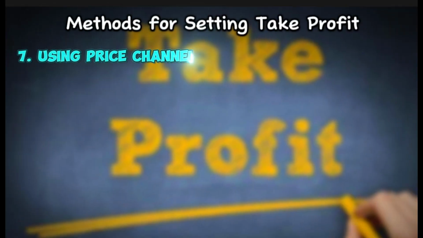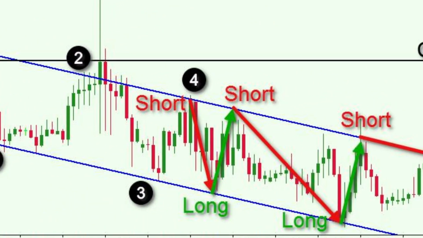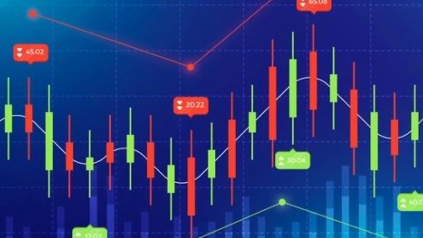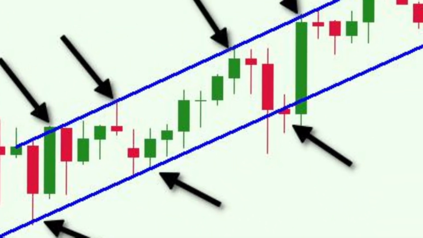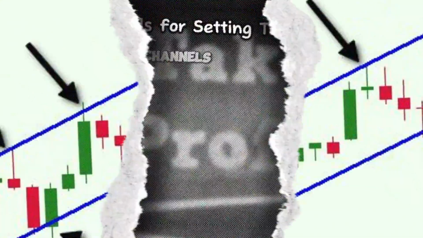7. Using price channels. Price channels define a range in which the price usually moves. These can be upward, downward, or horizontal. Traders set their take profit at the upper boundary in buy trades and at the lower boundary in sell trades.